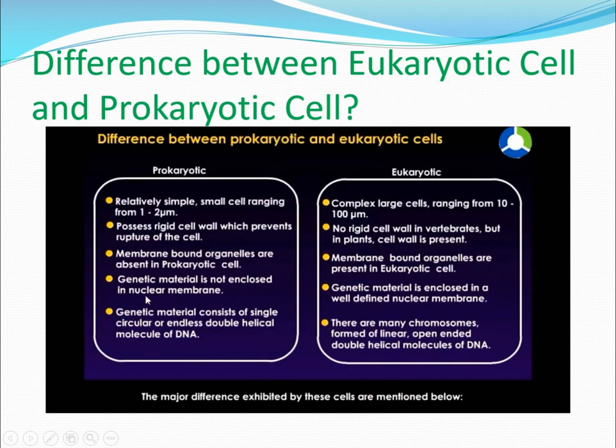In prokaryotic cells, genetic material is not enclosed in a nuclear membrane; they only contain a nucleoid. Without any nuclear membrane, the genetic material is not enclosed. In eukaryotic cells, genetic material is enclosed in a well-defined nuclear membrane. In prokaryotes, genetic material consists of a single circular or endless double helical molecule of DNA. In eukaryotes, there are many chromosomes formed of linear open-ended double helical molecules of DNA. So I think this difference between the prokaryotic and eukaryotic cells is very clear to you. So let's move to the next slide.